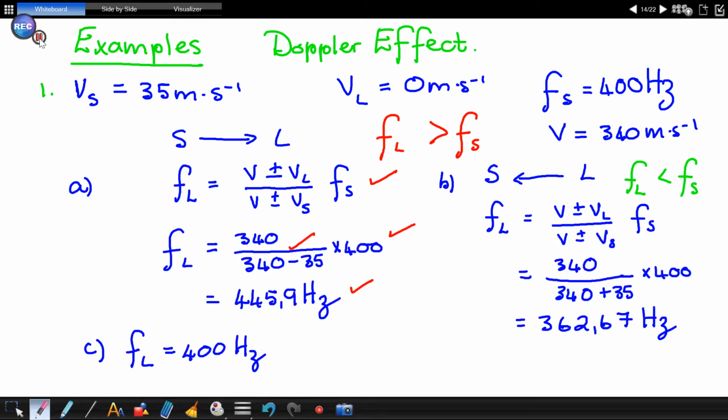So when the source and the listener both are stationary, the listener will observe the frequency that is emitted by the source. And the second thing is when they move past each other, at that split second moment, the frequency that will be observed will be the same as the frequency that is emitted.